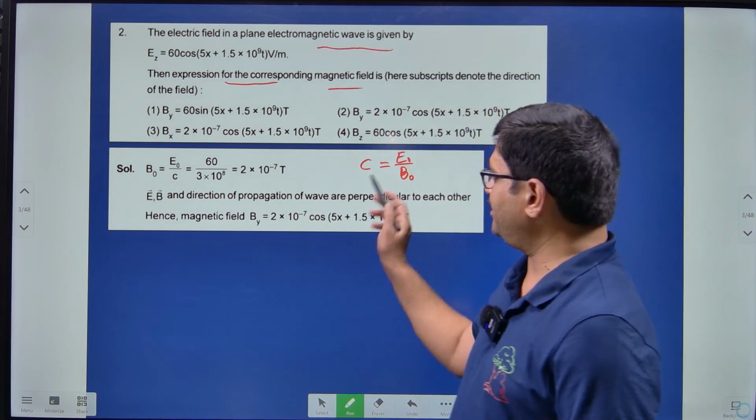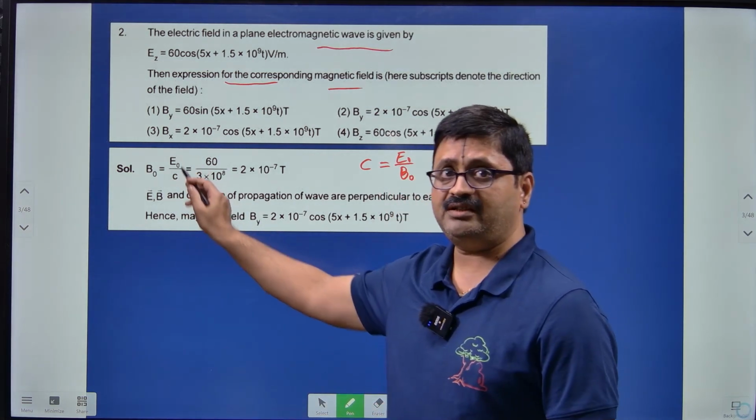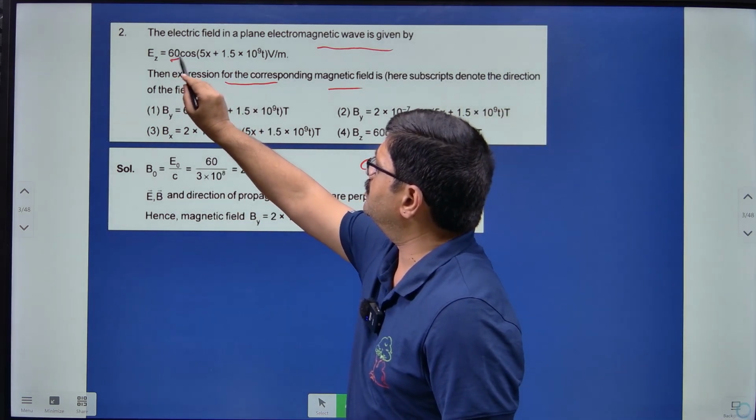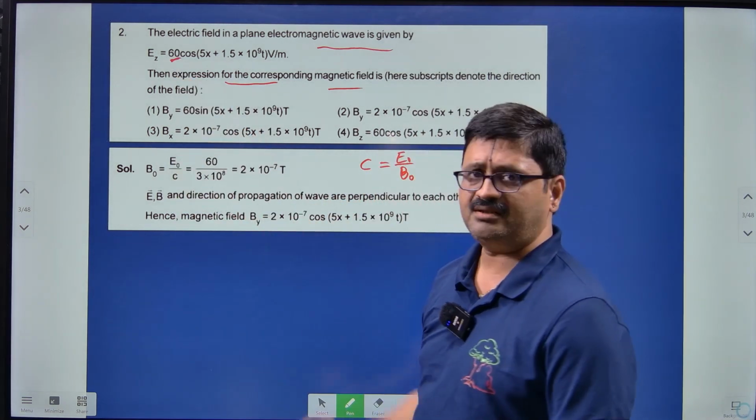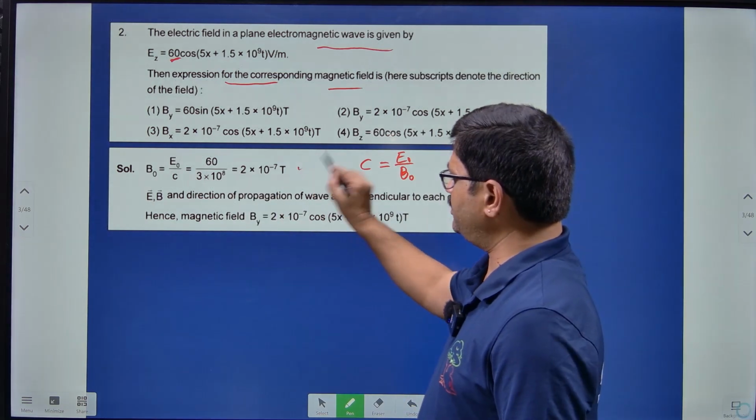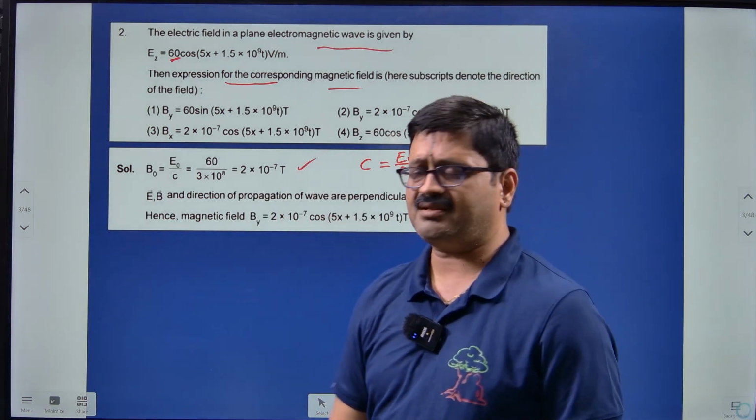From this I can get B naught equal to E naught by C, and E naught is how much here? What is the amplitude? The amplitude of the electric field is 60. So 60 by 3 into 10 raised to 8. It works out to be 2 into 10 to the power minus 7 Tesla.